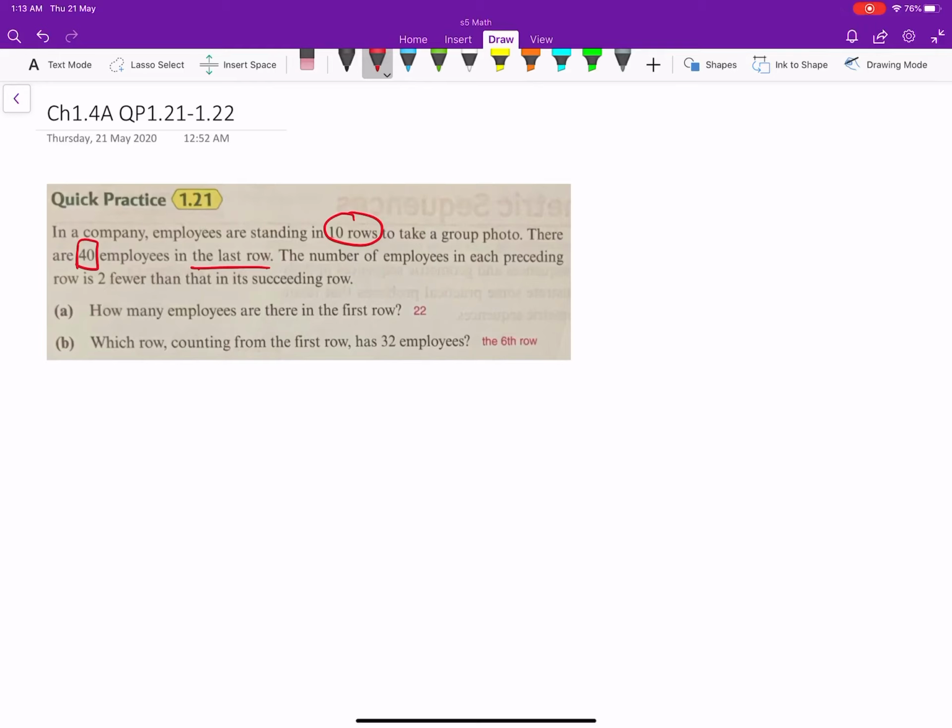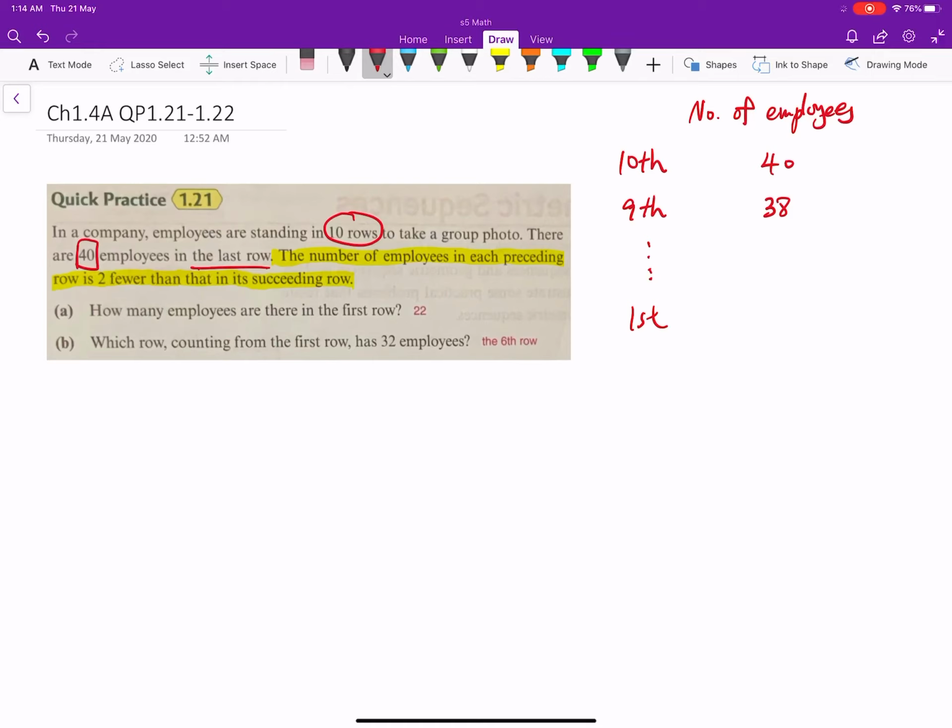So now the situation is we get the information of the 10th row, and the number of employees will be 40. So what is the number of employees in the ninth row? The number of employees in each preceding row is 2 fewer than the succeeding row. So this should be 40 minus 2, which is 38. Okay, and then lastly we go to the first row. So this is the situation.